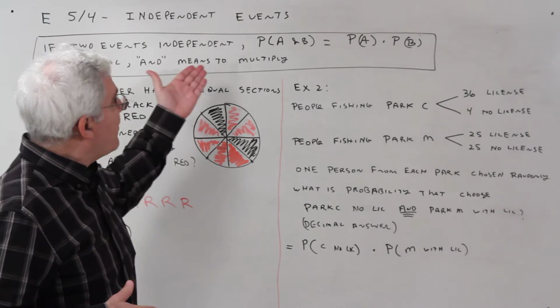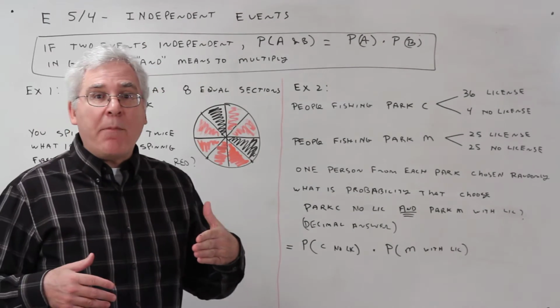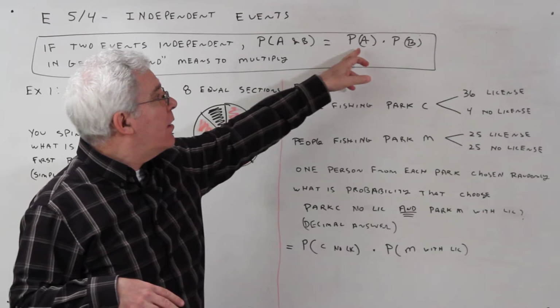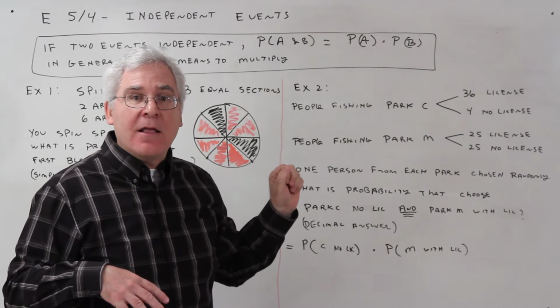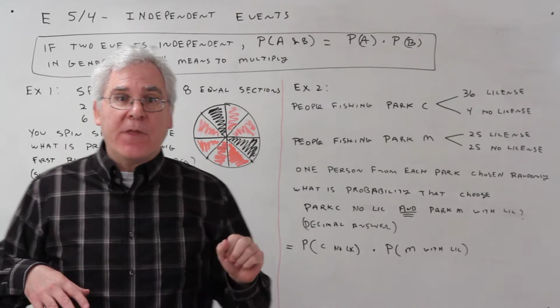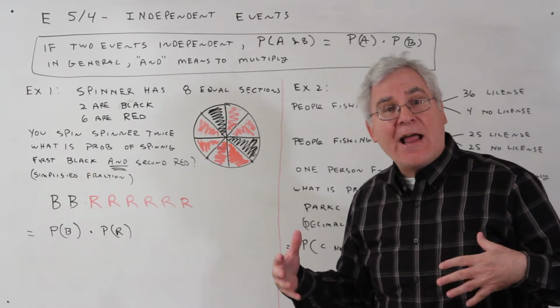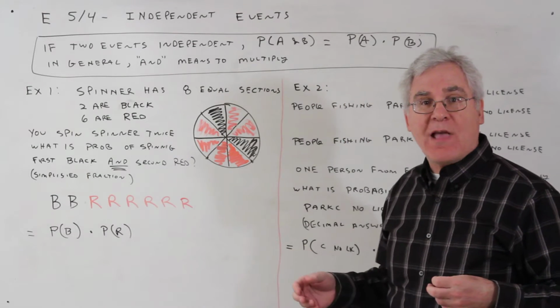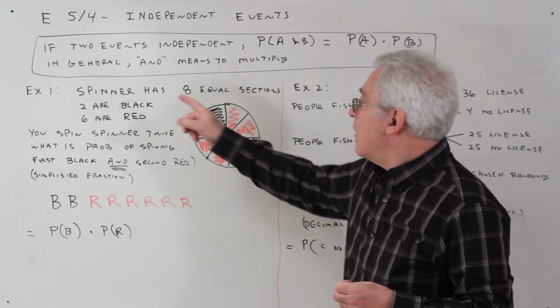Okay, so if you've got two independent events, the probability of A and B occurring at the same time is the probability of A times the probability of B. In general, the word and means to multiply in probability. Okay, we've got two examples. All right, so example one.